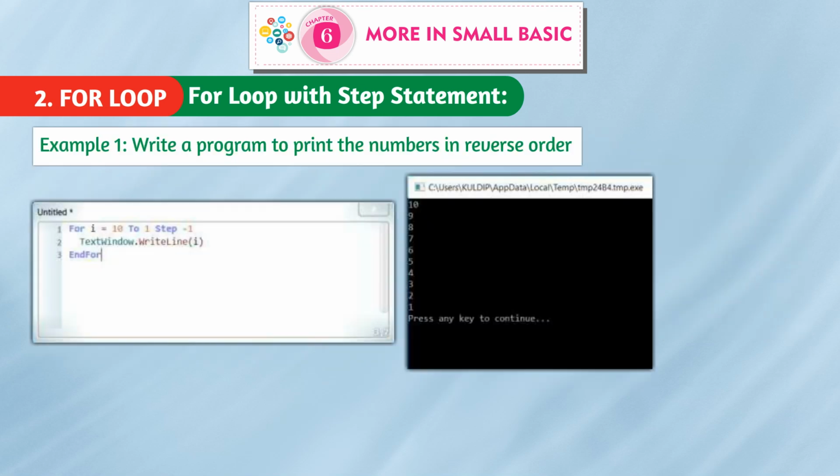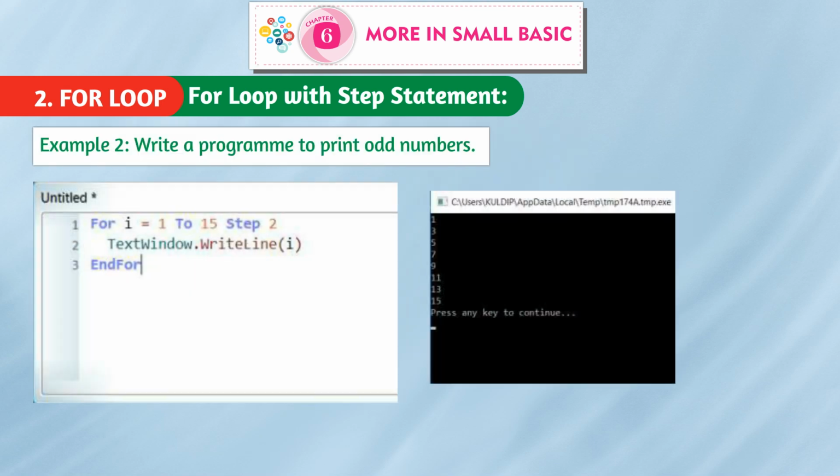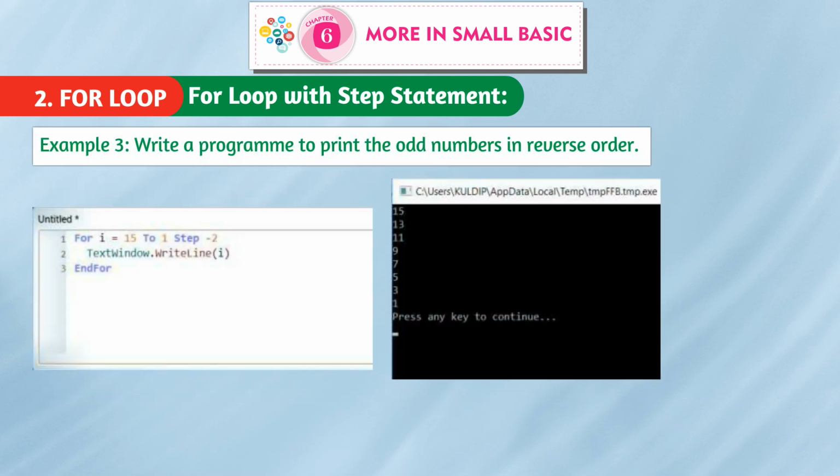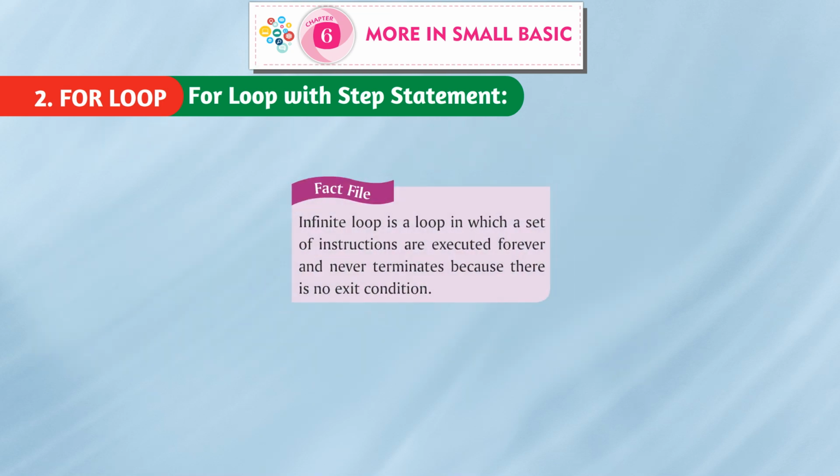Example 1. Write a program to print the numbers in reverse order. Example 2. Write a program to print odd numbers. Example 3. Write a program to print the odd numbers in reverse order. Fact file. Infinite loop is a loop in which a set of instructions are executed forever and never terminates because there is no exit condition.